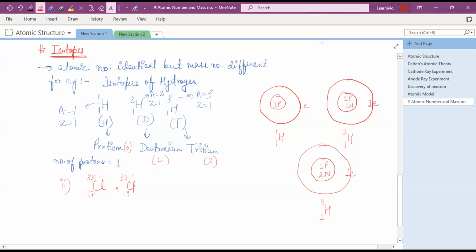Right, clear? Now you can find the number of electrons, protons, and neutrons in each and every isotope.